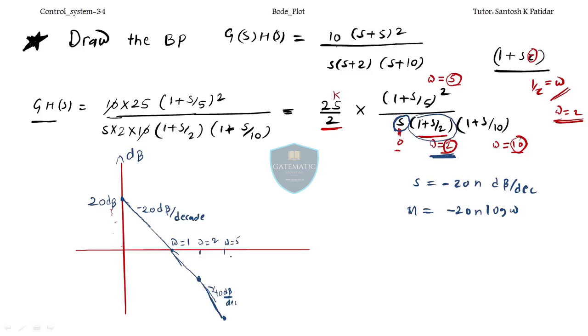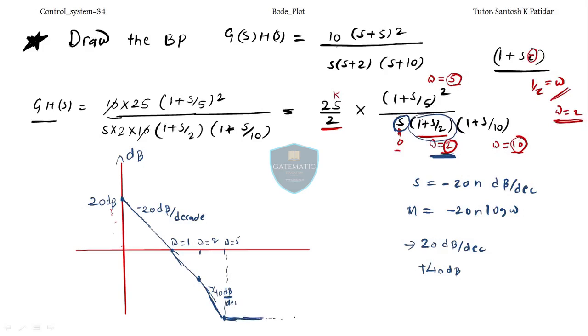At omega equal to 5 you are getting 2 finite poles. Per pole you are getting 20 dB per decade, so with 2 poles you are getting 40 dB per decade. Now initially you were at minus 40 dB, and at this corner frequency you are getting plus 40 dB. So minus 40 dB plus 40 dB is 0. You become flat up to the next corner frequency.